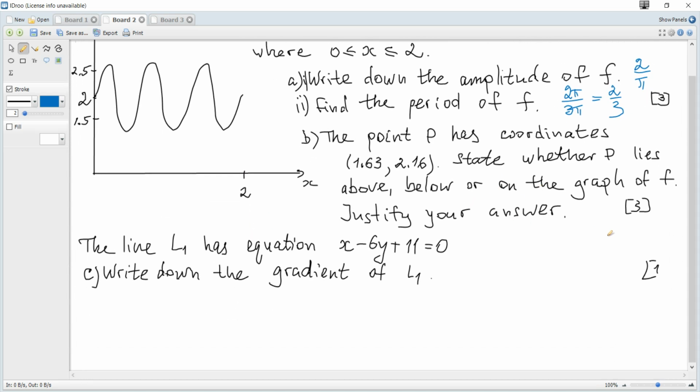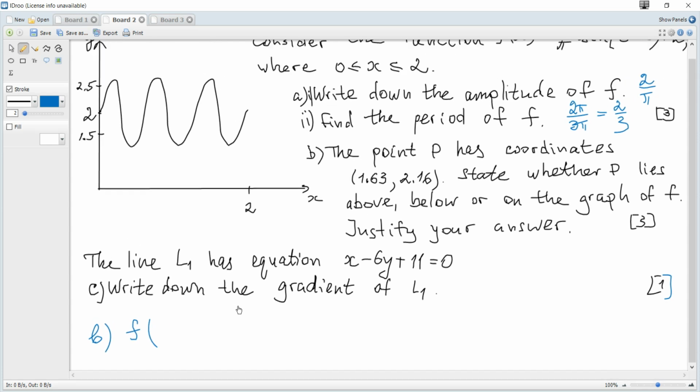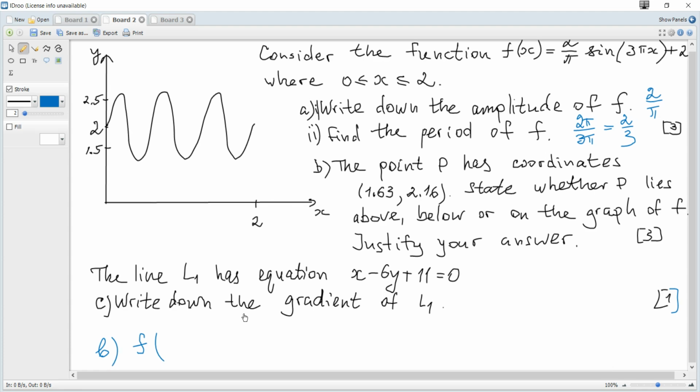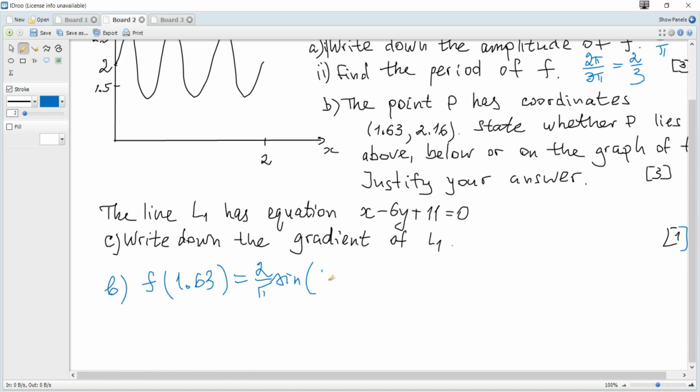Question B: the point P has coordinates. State whether P lies above, below, or on the graph of f. Justify your answer. So let's consider the value of the function when x is 1.63, so it's 2 over pi multiplied by sine of 3 pi times 1.63 plus 2. And what does it mean?